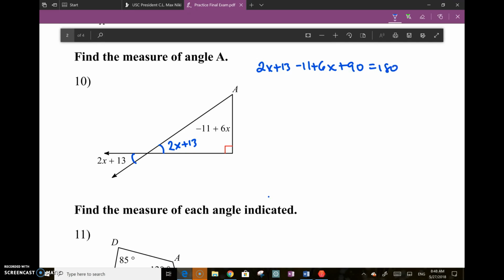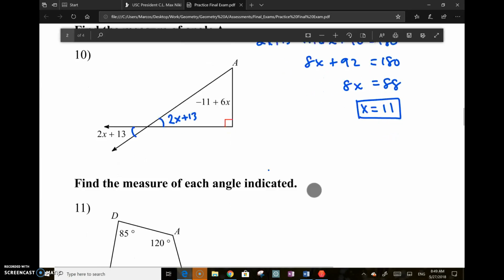180. Now I just need to combine like terms and continue to solve this. This would be 8x, 13 take away 11 is 2, plus 90 is 92, and then subtracting 92 from 180 gives me 88. So now 8x is equal to 88, which means that x is 11, and that would be the correct way to answer this question. So I apologize for the confusion in my last video on this. Okay, let's go ahead and move on.